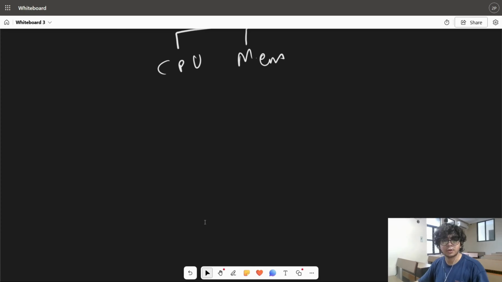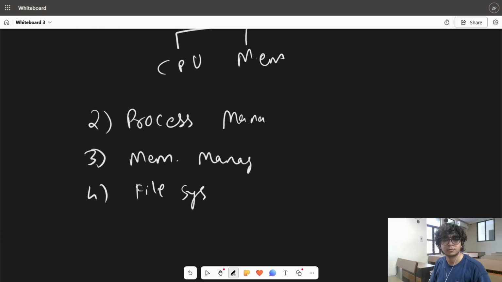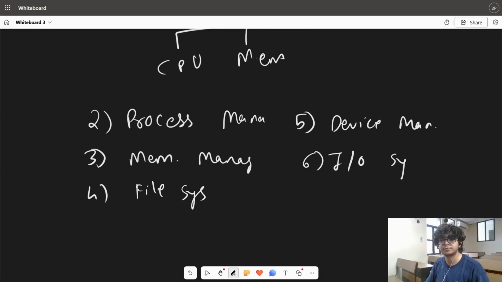Now, another component of the operating system is, okay, I'll just note it down because we don't have time to go through each one of them. You just read it through any resources, you will get the idea. Process management. The third one is memory management. The fourth one is file system. The fifth one is device management. Sixth one is I/O system, input-output system. And the last two are security and user interface.